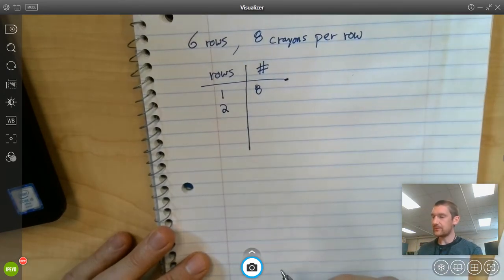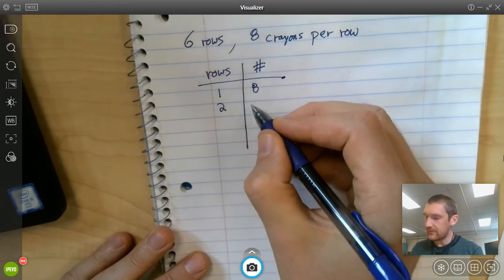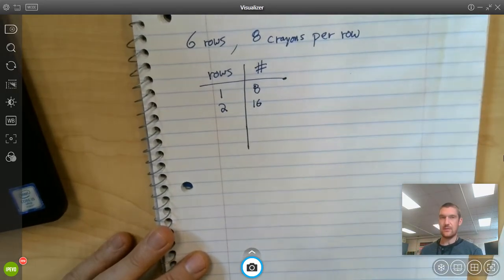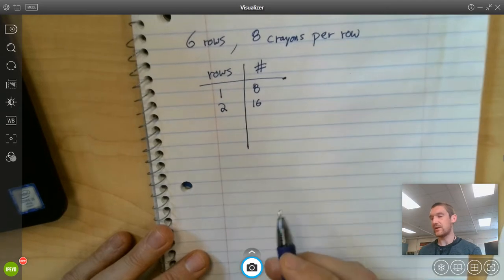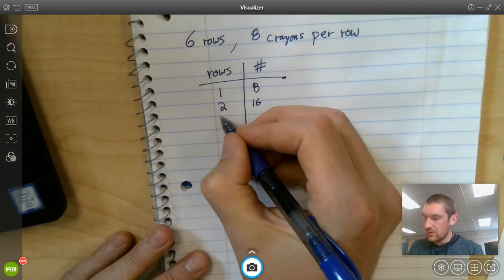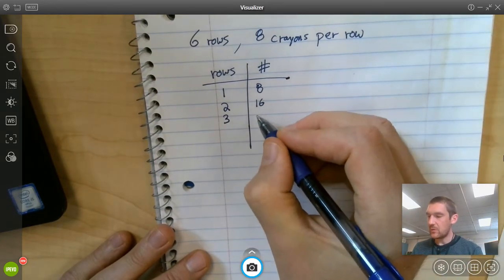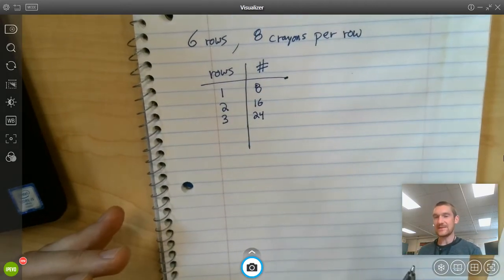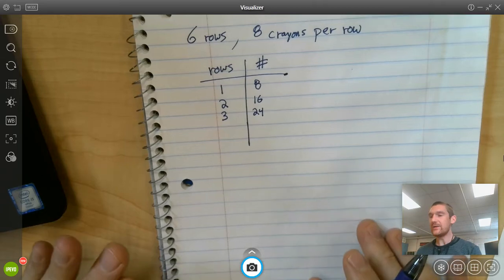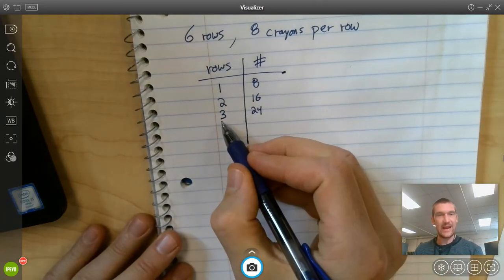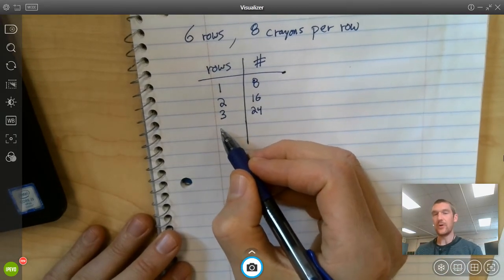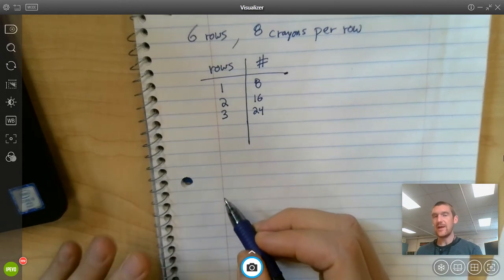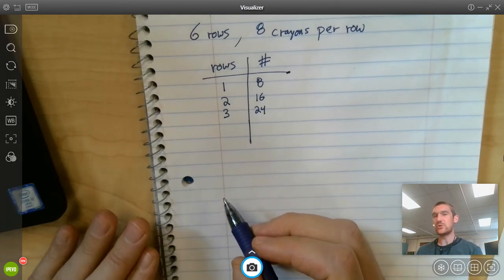2 rows would have 16 crayons altogether. 3 rows would have 24 crayons. This is a lot like how we did last time, right? Now, I know that I can keep going 4 rows, 5 rows, 6 rows, but let's see if I can take a little bit of a shortcut here.